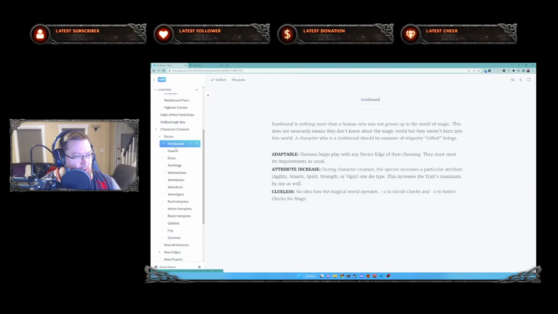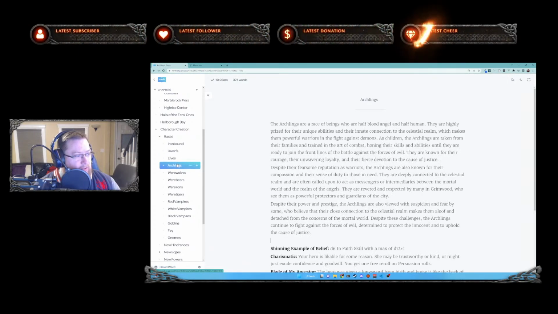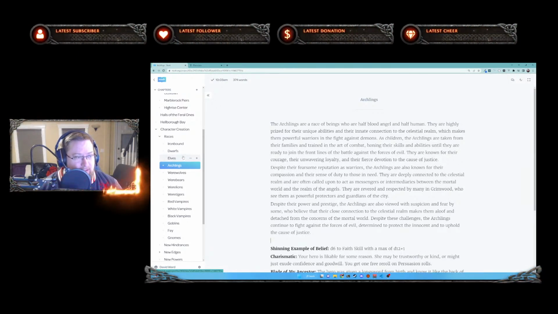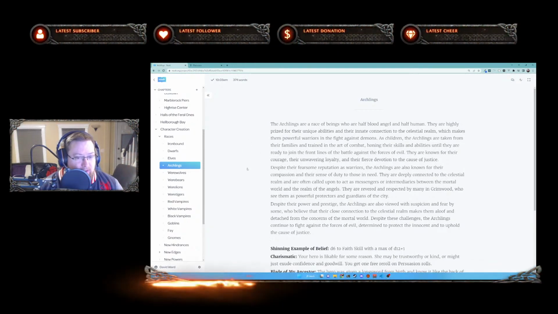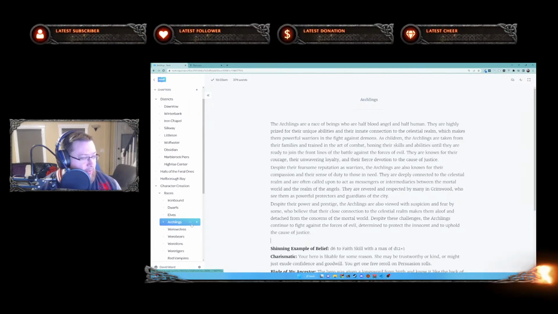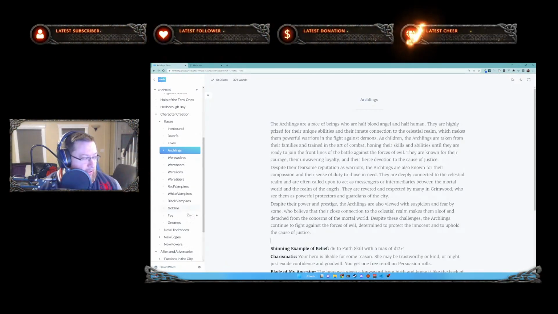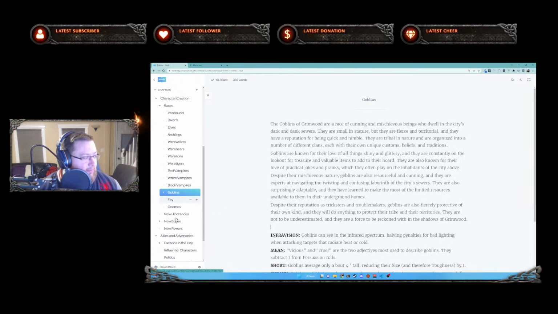So we have the Ironbound, which obviously is your plain human. You have your dwarfs, your elves. You have archlings, which are the half angel, half humans. They're taken as children to get trained into how to fight demons and monsters, right from the very edge of their existence. Like I said, werewolves, werebears, the werelions, weretigers. You have the red vampires, the white vampires, and the black vampires. You have goblins, fae, and gnomes also as playable characters. So it will be fun. You can play multiple different characters.